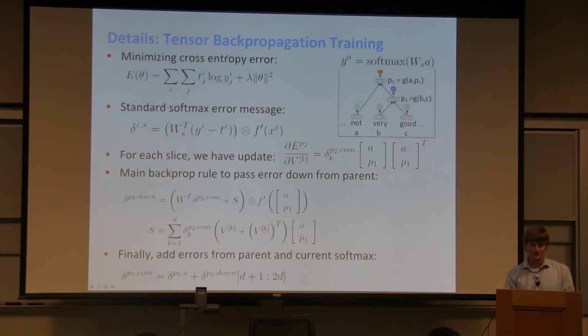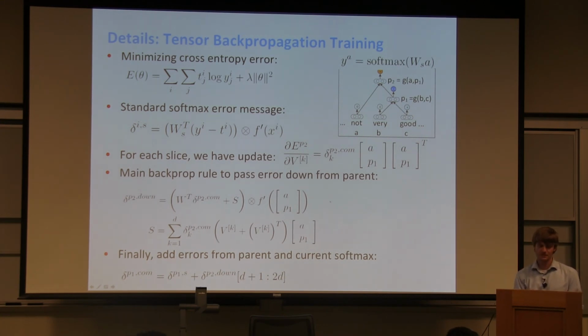So we start by having our standard cross-entropy error with some regularization on all our parameters. And here we have our target distribution for all the nodes and for all the classes at each node. We have our standard softmax error message that's coming in. And then for each of the slices, we basically have part of the delta error signal that comes into that slice and the outer product here for basically this parent, the two children vectors concatenated. So that's just the output.